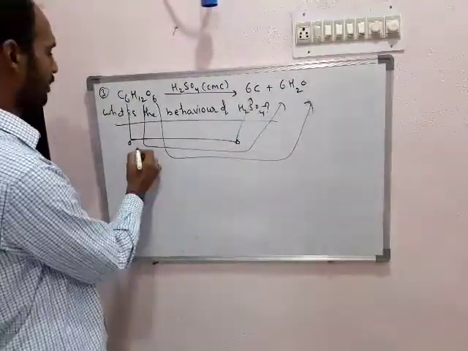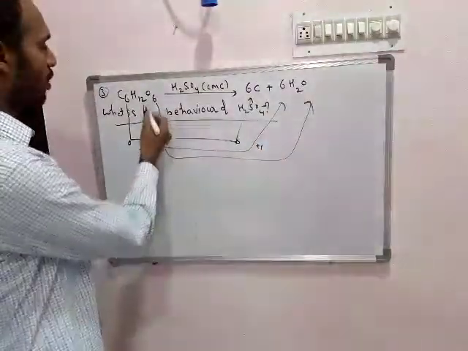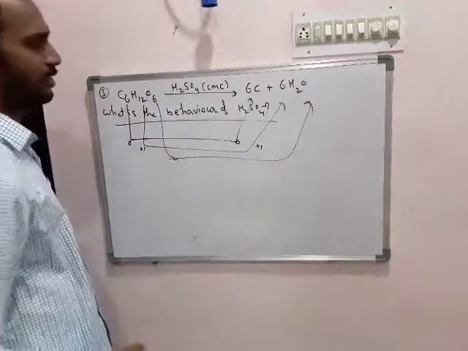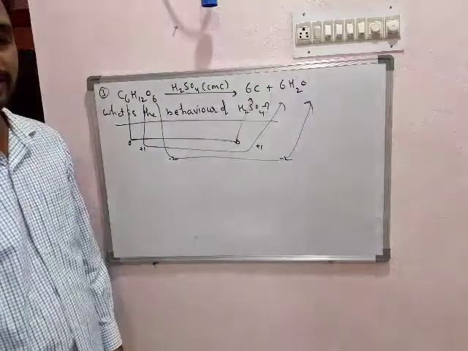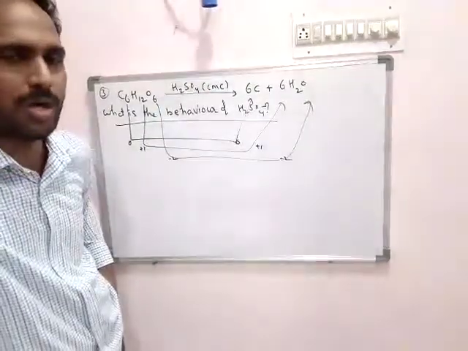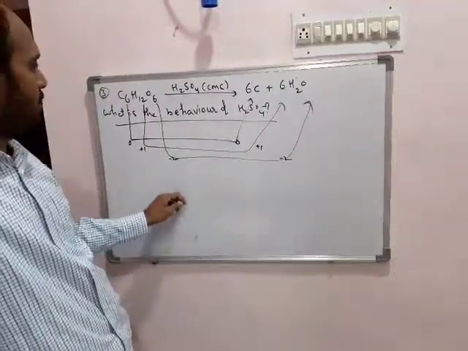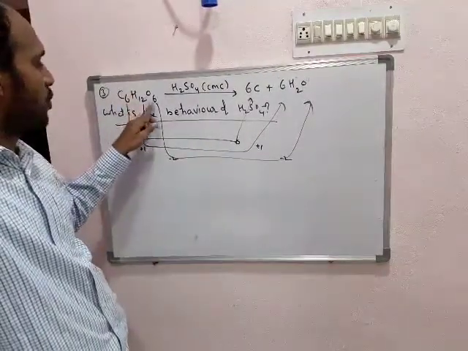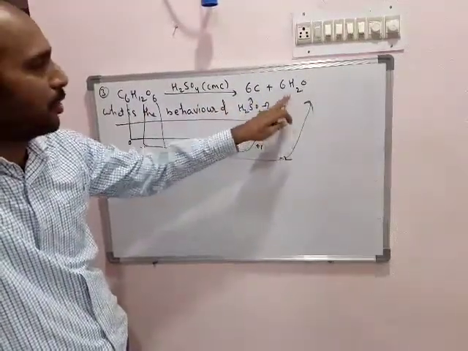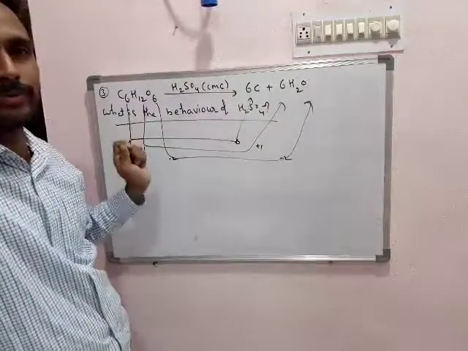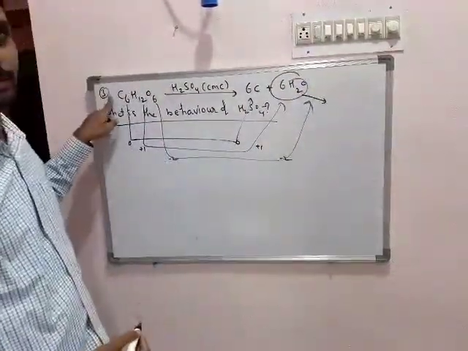Hydrogen oxidation number here +1. Here also +1. Oxygen oxidation state here is -2. Here also the oxidation state of oxygen is -2. I mean there is no reduction and no oxidation of the given compounds. But what is the change? The glucose C6H12O6 forms 6 carbons and 6 H2O. Only the water molecules are removed from the compound.